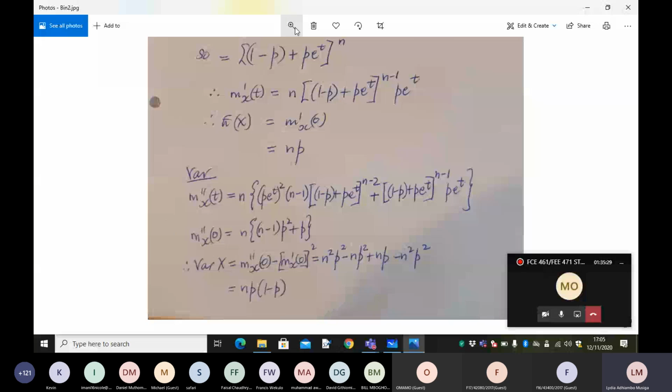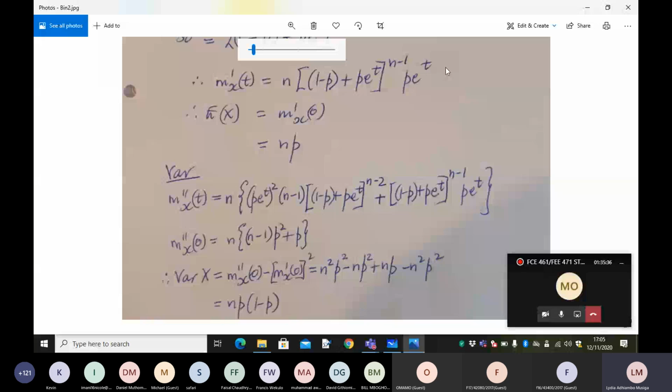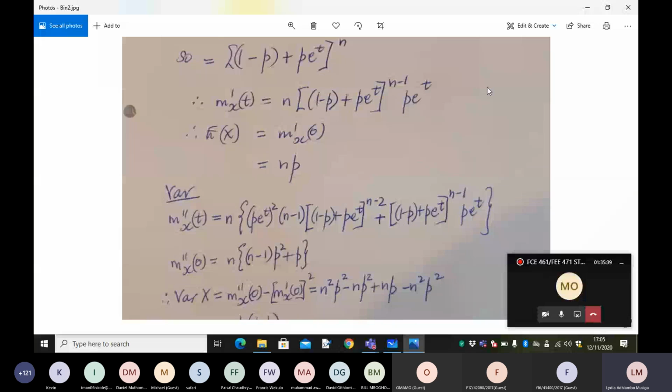If I could expand it just a little. And so if I expand it, are we able to see it? Yeah. So 1 minus p is replacing the position of a, and for b, we substitute with pe raised to t, and then where we have power 3, ours goes up to power n. So this is the moment generating function.